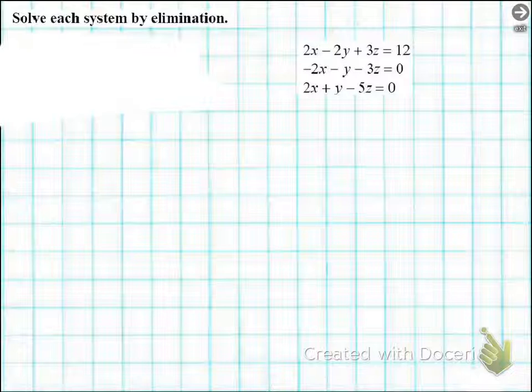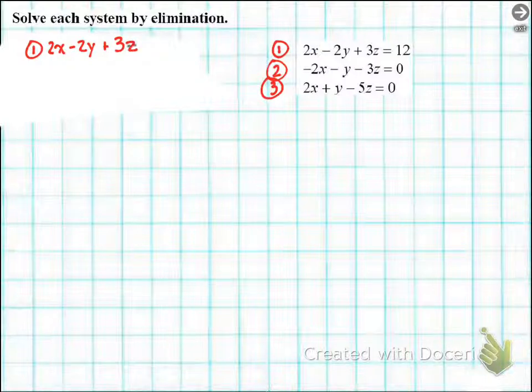This is equation 1. You have to stay organized. This is part of math, as you're learning precision and organization. 2 and 3. Okay, that's a big deal. Then we're going to write equation 1 next to equation 2. So we got 2x minus 2y plus 3z is equal to 12.